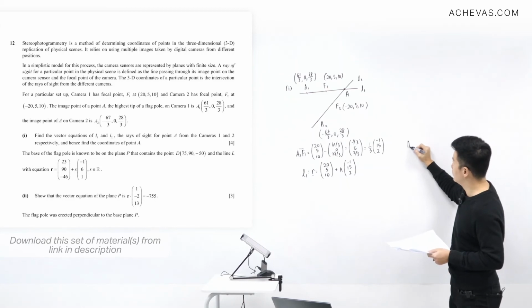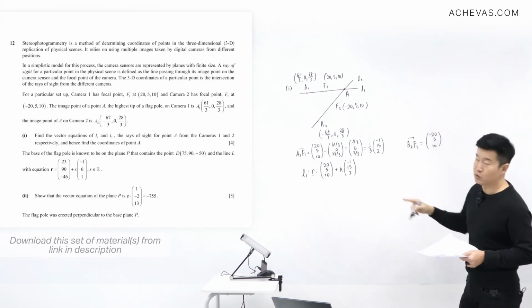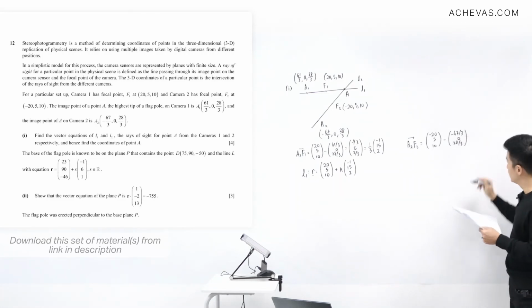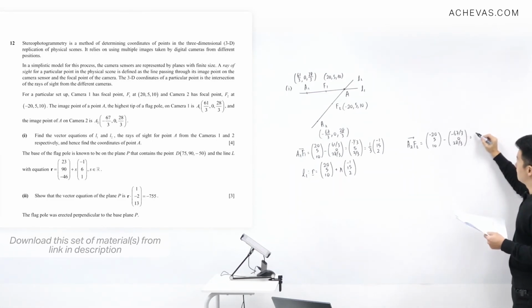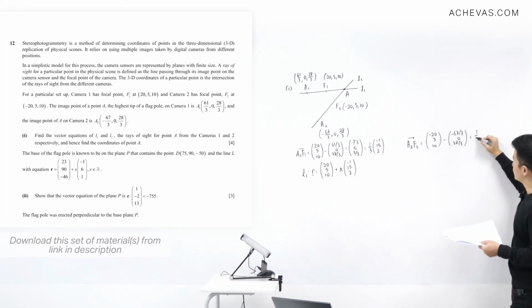Next, let's find the equation of the line L2 by first finding a direction that is parallel to L2, and we can do that by going for A2F2. A2F2 will be OF2 minus OA2, so minus (-67 over 3, 0, and 28 over 3). This is going to be equal to, let me write down the scaled version of this, 1 over 3 of (7, 15, 2).